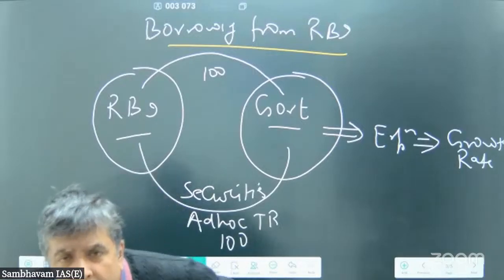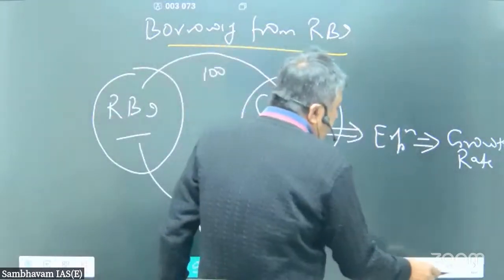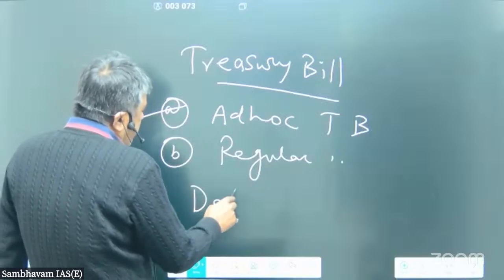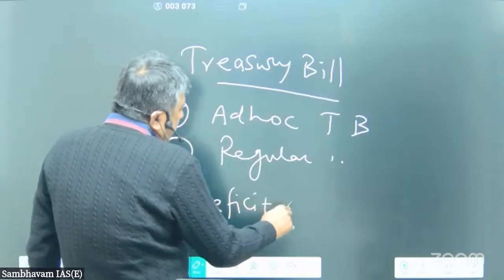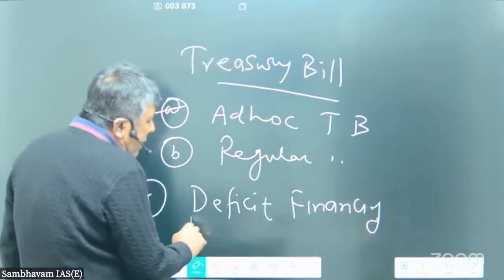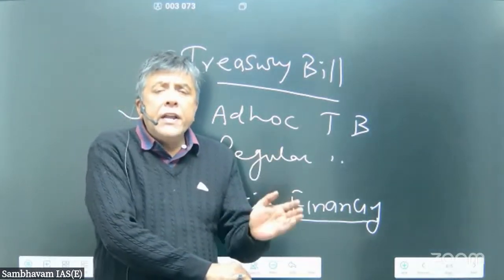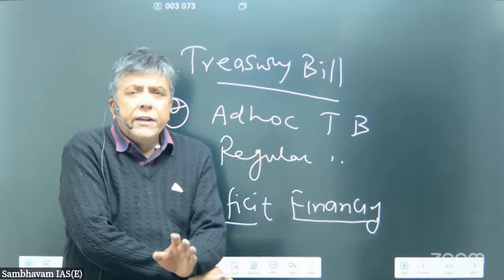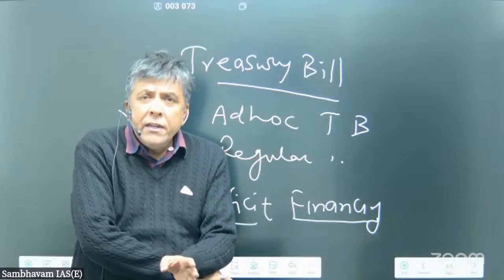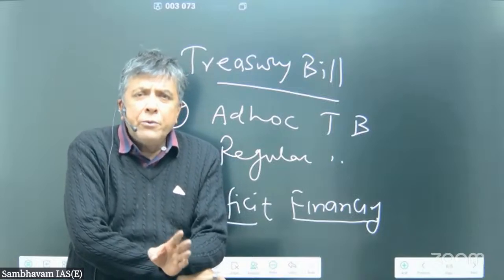Okay. This policy was known to be deficit financing. The deficit of the government was financed by the RBI. How? Through printing of the notes. The deficit of the government was financed by whom? By the RBI through printing of notes. I hope, note matlab paisa. I hope this point is clear, yes or no?